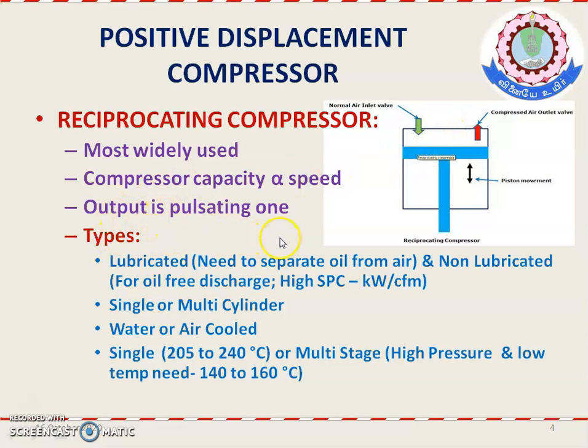Output is pulsating, meaning on a working cycle you will have a high pressure outlet. On a non-working cycle, that is in the reverse movement, you have a lesser amount of air pressure. That's why your water pump will deliver the water for a particular time, and then idle for some time, and then again it delivers the water, and that's why it is a pulsating one.